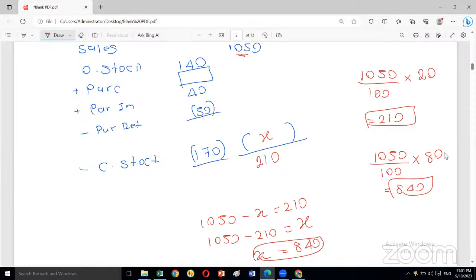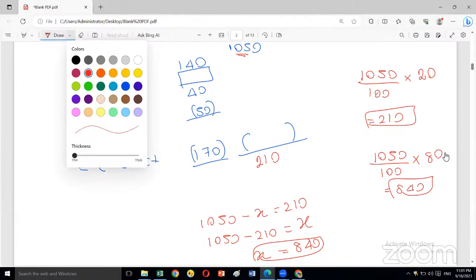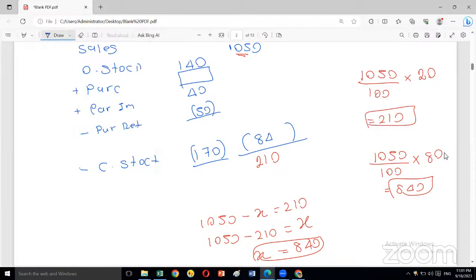So anyway, I got to know my purchase is how much? Not purchase, my cost of sale is how much? 840. So now if I go backwards, I can easily find this answer. If I go backward, there are two methods.